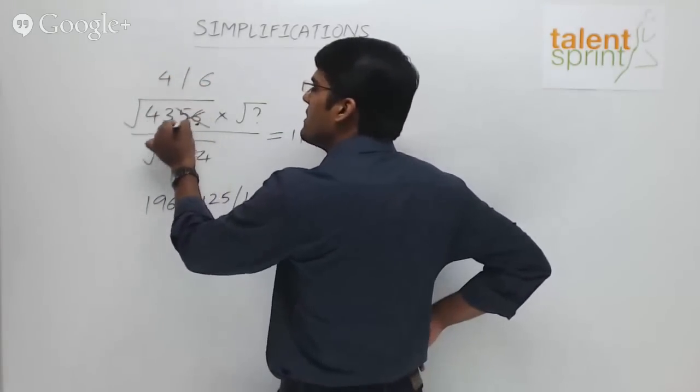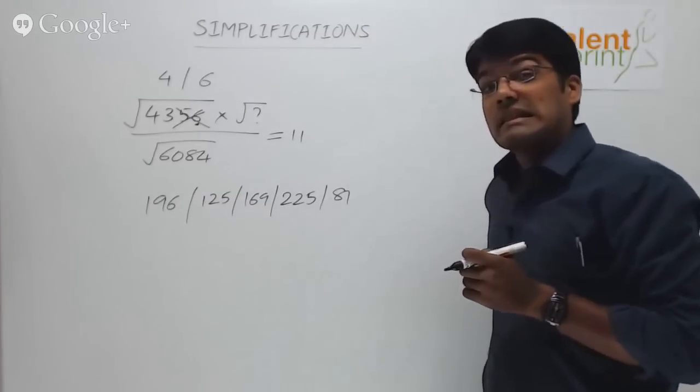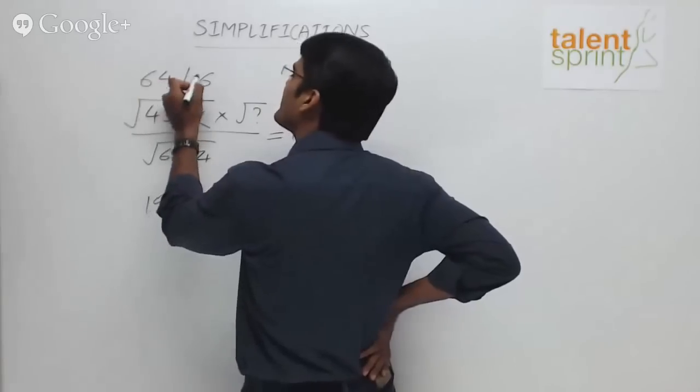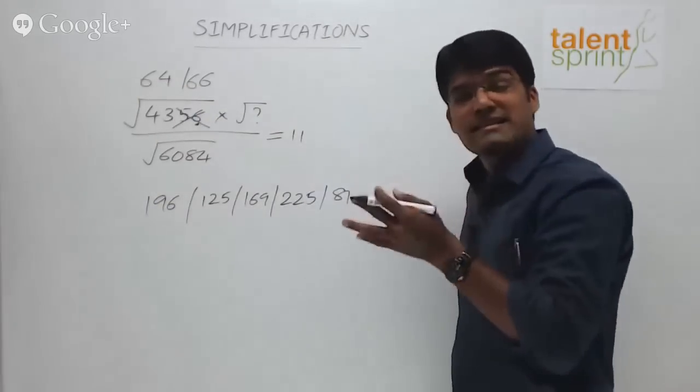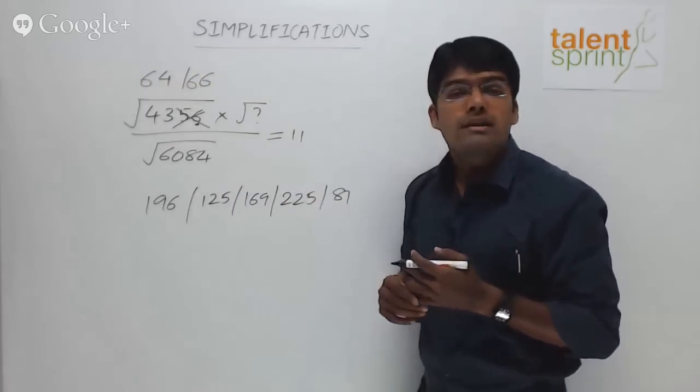Leave the last 2 digits. What is the highest square less than 43? The highest square less than 43 is 36. 36 is what? 6 square. So the tens place is going to be 6 here. 64 or 66. That's the second step. Now what's the third step? Find out which is correct. Is it 64 or 66?